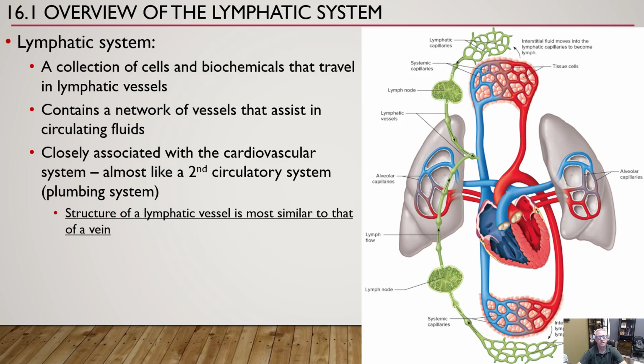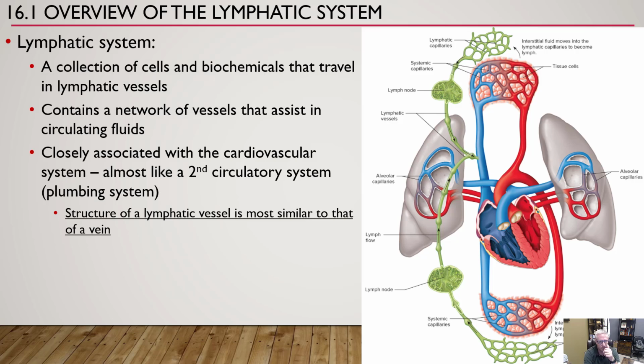Okay, so the lymphatic system. Basically, it's just a network of vessels that help out the cardiovascular system. It's very closely related to the cardiovascular system. It's almost like a second cardiovascular system. Think of it as the plumbing system of the cardiovascular system.